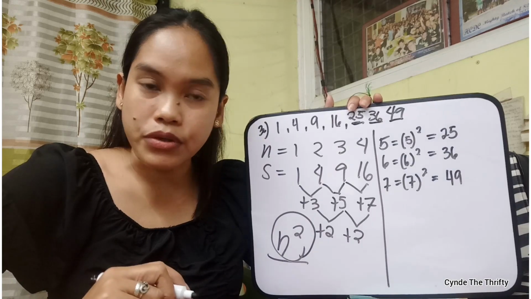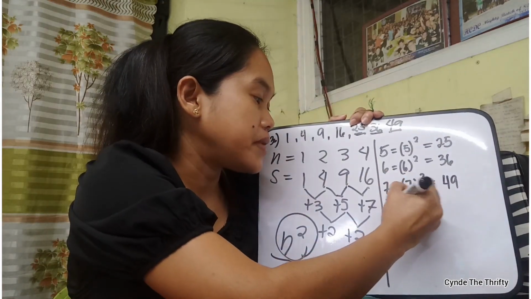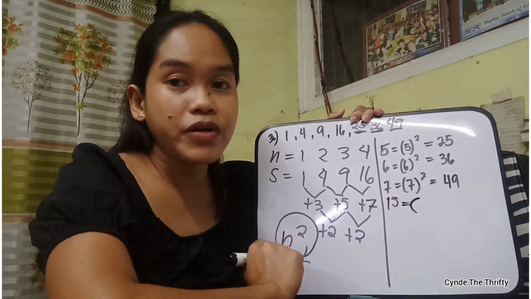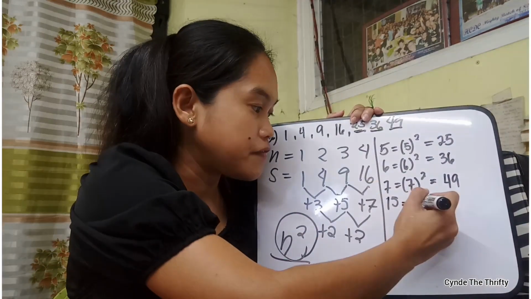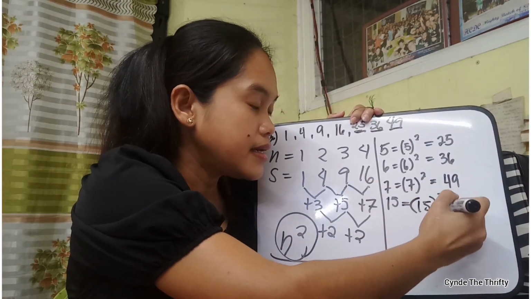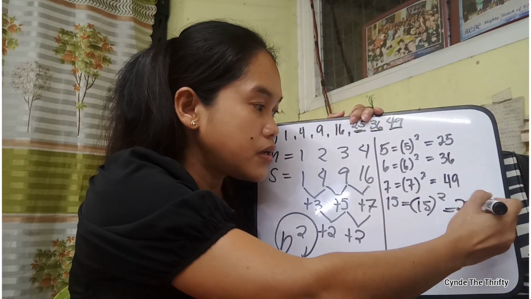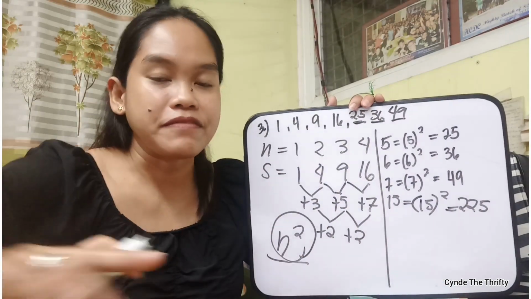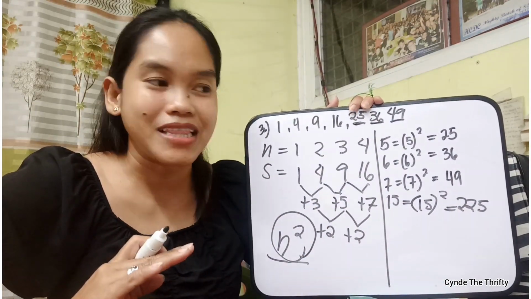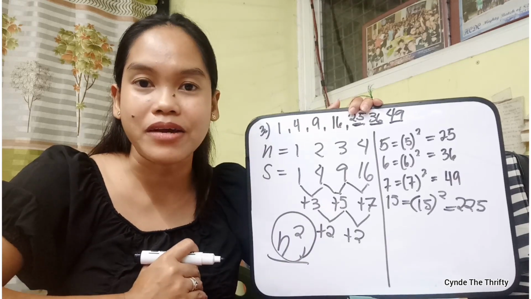How about 15th term? So, si 15th term ang hahanapin natin. So, 15. Pang ilang term yung hinahanap natin? 15. So, 15 squared is equal to 225. So, ang pang 15th term natin is 225. O, di ba napakadali lang gawin kapag meron tayong nth rule.